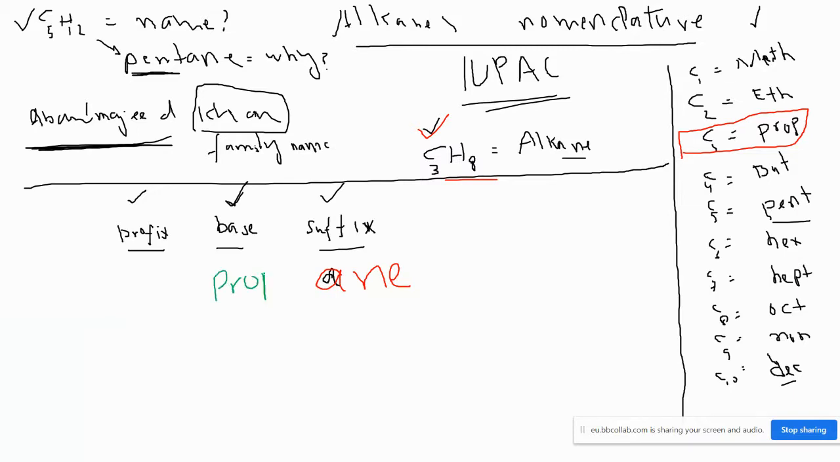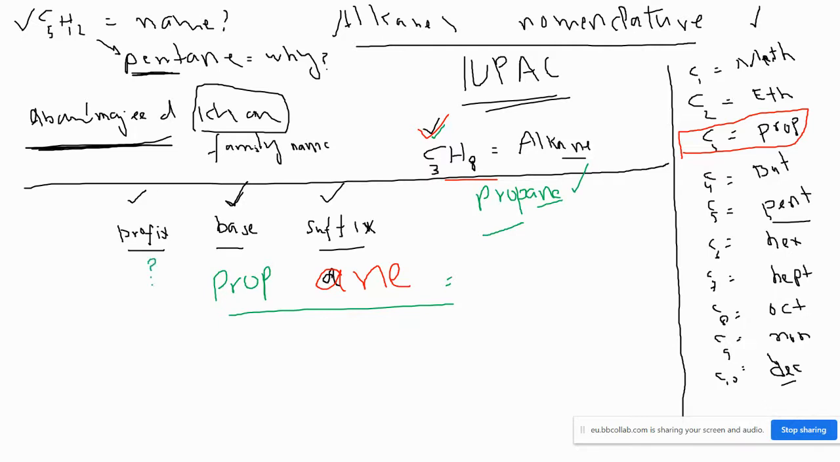Prop. And then I combine it: propane. The name is propane. It's easy, is it? Why propane? Because the "ane" is the suffix, the last name for all alkanes, and "prop" is for 3 carbon. So this is a 3 carbon alkane, we call it propane. Now what about the prefix?